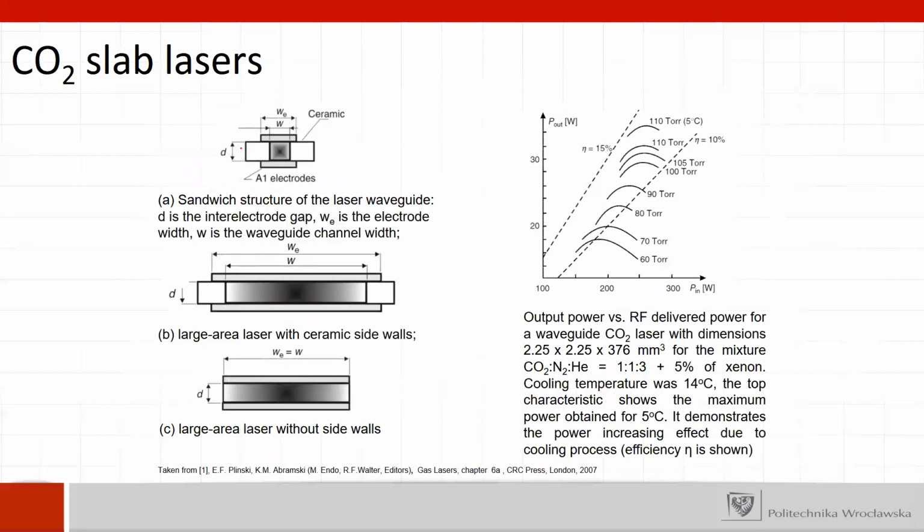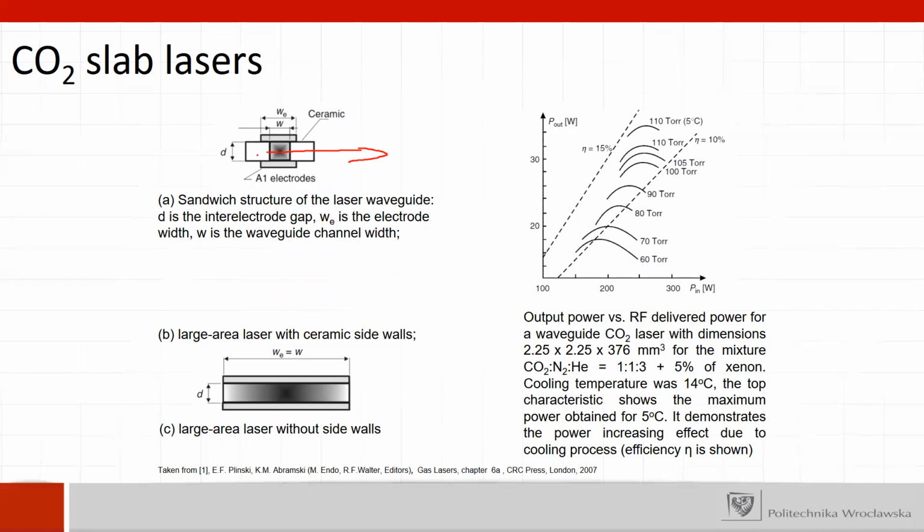And these CO2 lasers, based on the ceramic resonators, these waveguide lasers, can be made as slab lasers. So we can scale the dimension of this waveguide. For example, we can increase the area, but keep the distance between these electrodes. And by playing with the pressure, we can relatively easily increase the output power of the laser.